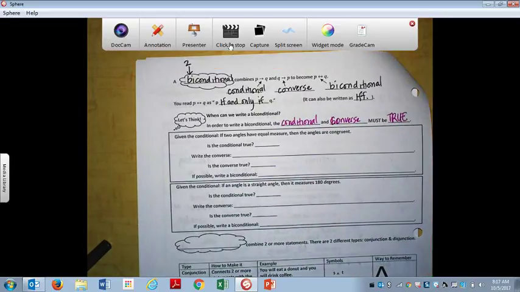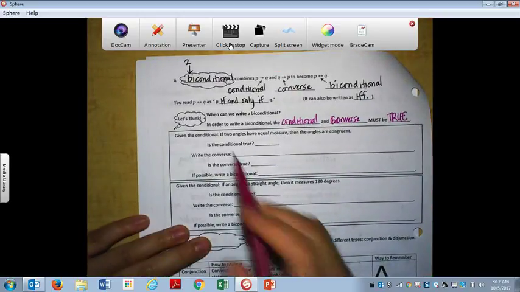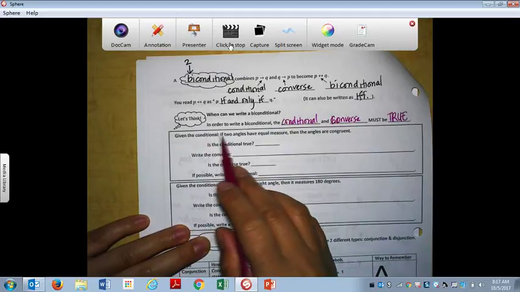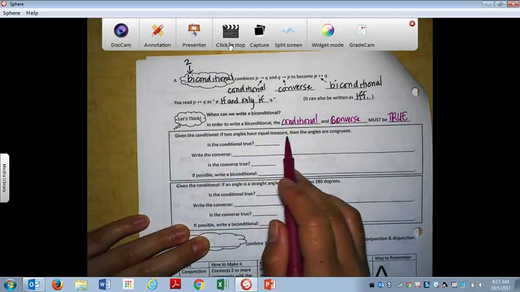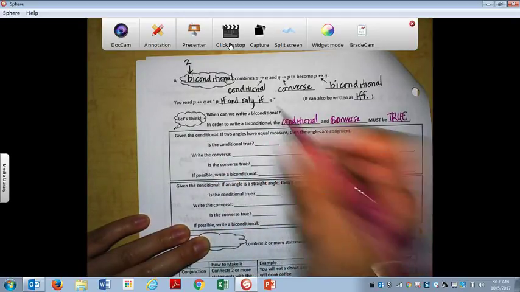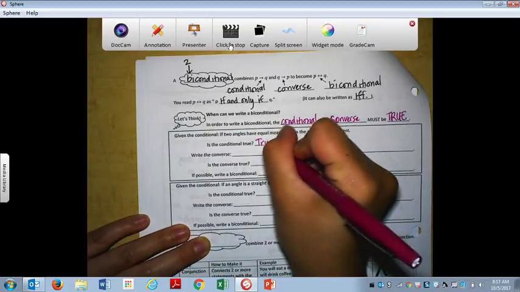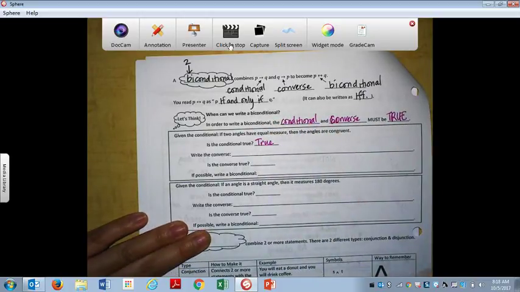All right, now you have to look at your first given conditional. If two angles have equal measure, then the angles are congruent. I believe that's true. Okay? Write the converse. All right?